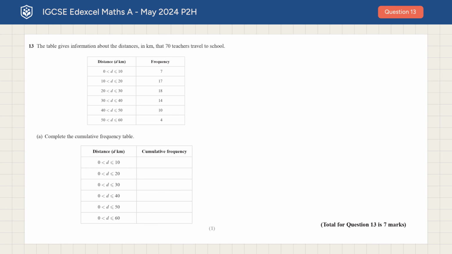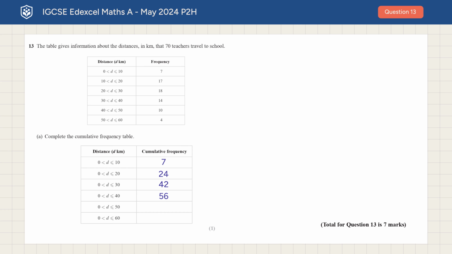For distances up to 10 kilometers, the cumulative frequency is just our first group, which is 7. For distances up to 20 kilometers, we add the next group of 17. So 7 plus 17 gives us 24. For distances up to 30 kilometers, we add the next group of 18. 24 plus 18 equals 42. For distances up to 40 kilometers, we add 14. 42 plus 14 equals 56.